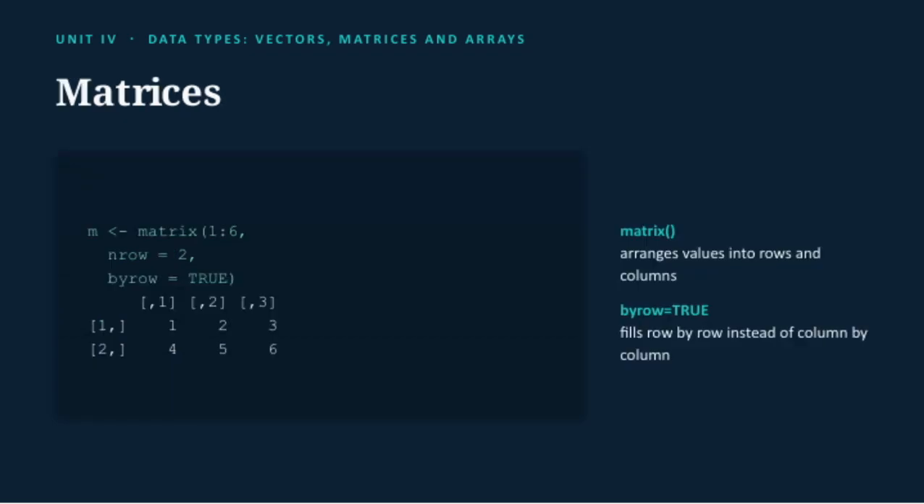Let's talk about matrices, a way to organize values into rows and columns. By default, values fill column by column, but if we set byrow to TRUE, they fill row by row instead. For example, creating a matrix with numbers 1 to 6, 2 rows, and byrow set to TRUE, arranges the numbers across the rows first, then down the columns.